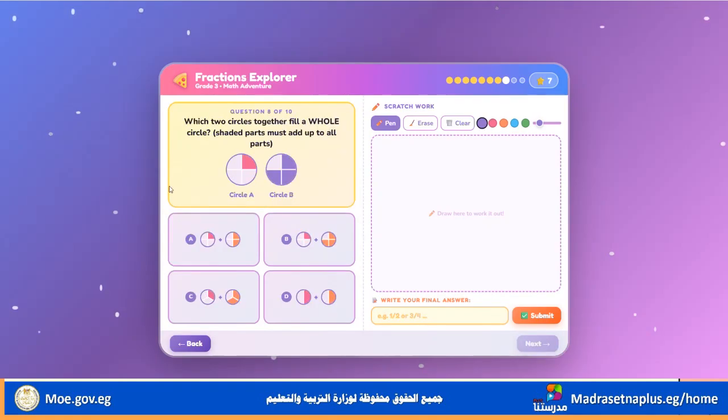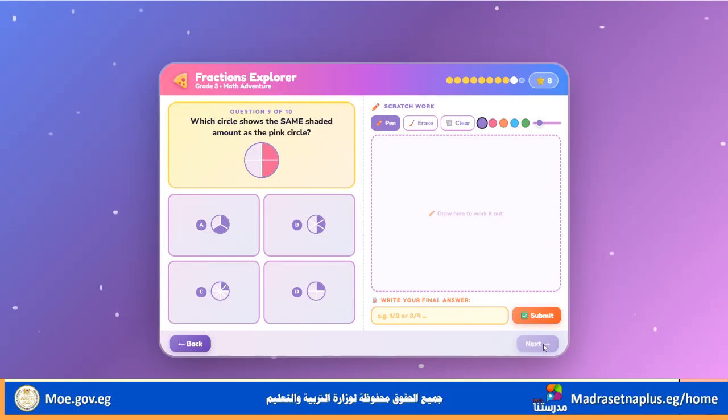Which two sequels together fill the hole? For sequel A, we need to fill 3 parts. For sequel B, we need 1 part. So we need 3 and 1. Which one? Yes, that's one. 3 and 1.